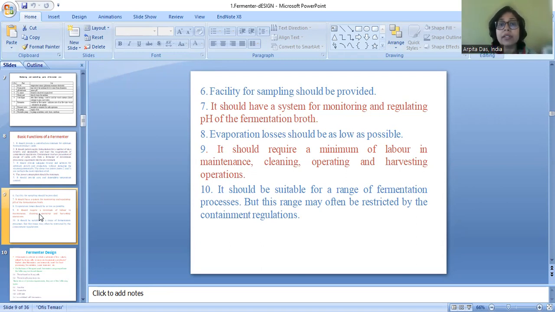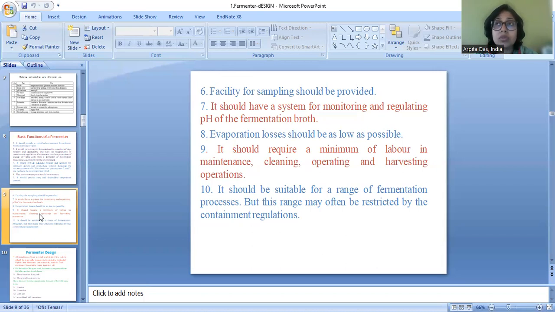Next, it should have a system for monitoring and regulating pH and other things, like those probes. Those probes should be there so that we can monitor what is going on inside. We can understand if the microorganism is lacking any optimum condition, and we can provide that to it.